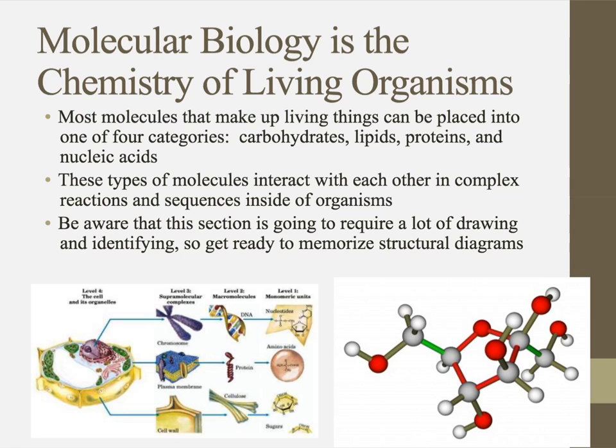Okay, so let's start off with listing the basic types of biological macromolecules. So those are carbohydrates, lipids, proteins, and nucleic acids. These are the four types of large organic molecules that we're going to use as the basis for all the structures in living things.